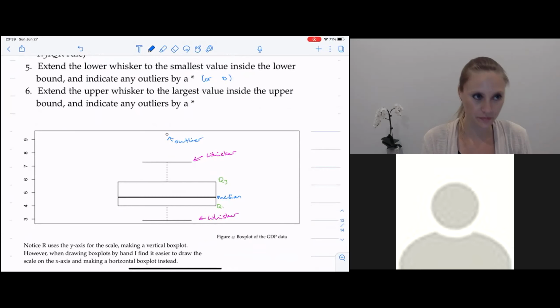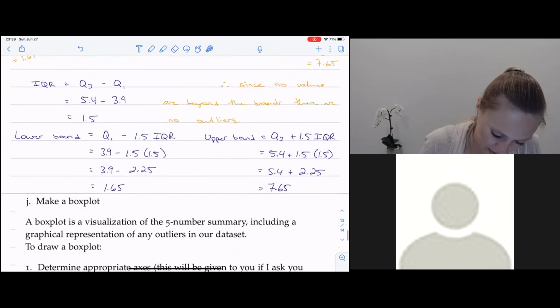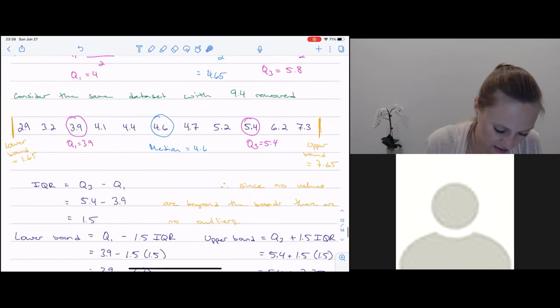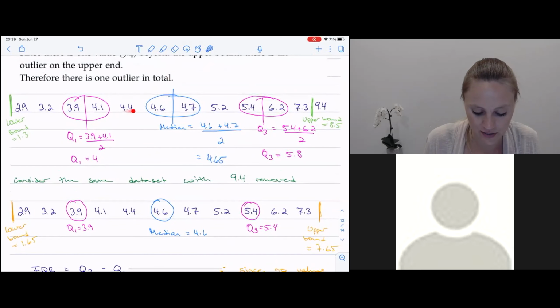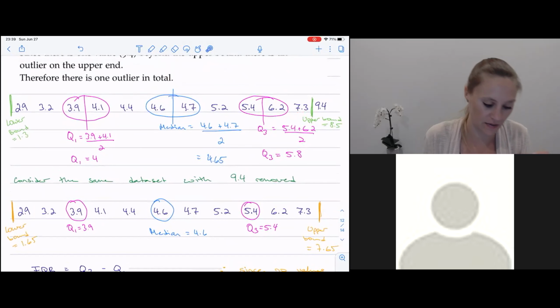Okay. And then same thing on the upper bound. Extend the upper whisker to the largest value inside the upper bound. And then any outliers are indicated by a star or a circle in this case. So in this data, because we're graphing the full data set, this whisker should be at 7.3, right? And this lower whisker should be at 2.9.